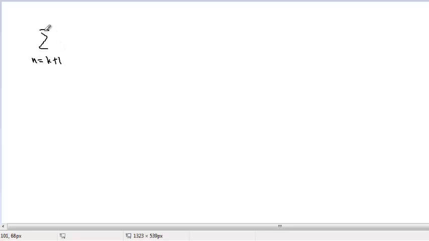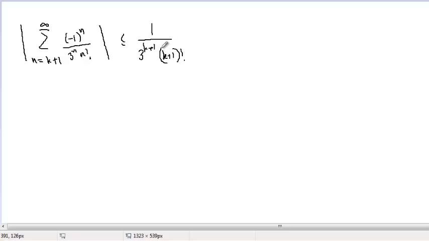Summation from k plus 1 up to infinity, negative 1 to power n divided by 3 to the power n times n factorial. We know that in absolute value, this remainder is smaller than the very first element in this sum, right? So what's the very first element? I will forget about the negative 1 term because everything is in absolute value. The next term will be 1 over 3 to the power k plus 1 times k plus 1 factorial. And I want to keep this expression less than 1 over 10 to the power 4.